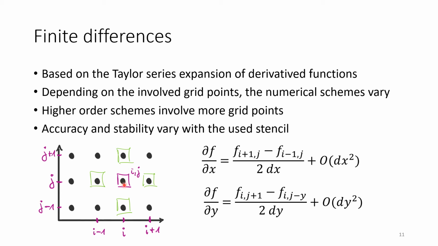And it says, well, the derivative or the change at this point in x direction, I can approximate by taking the value here, taking the value here, building the difference from it, and dividing it by twice the grid spacing. So dx is the grid spacing. As you know, Taylor series expansion, that means there are then higher order terms which are neglected. All right, and then you can do the same thing in y direction.